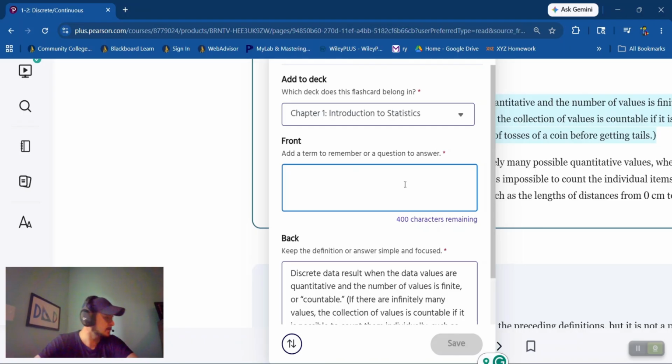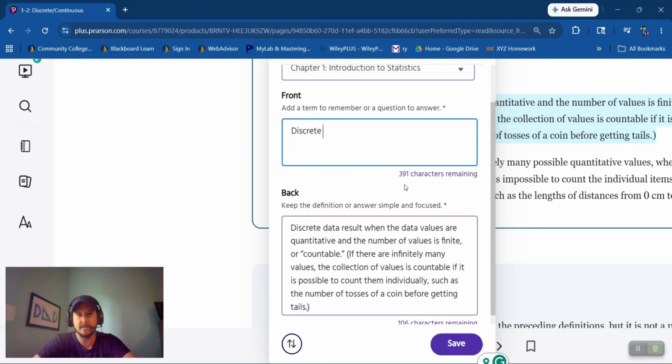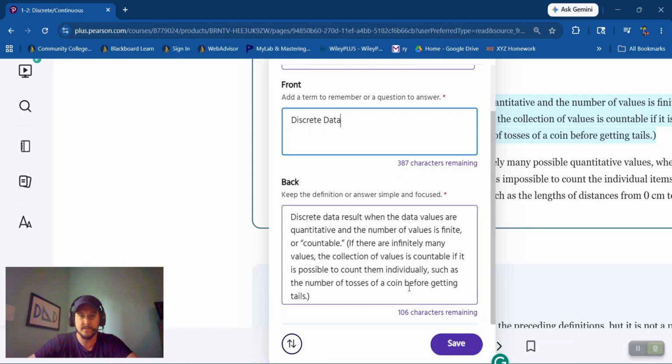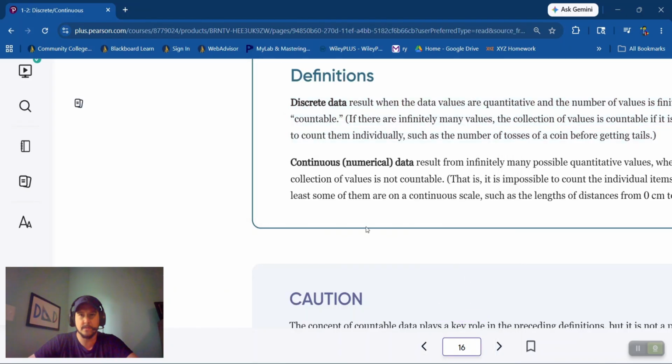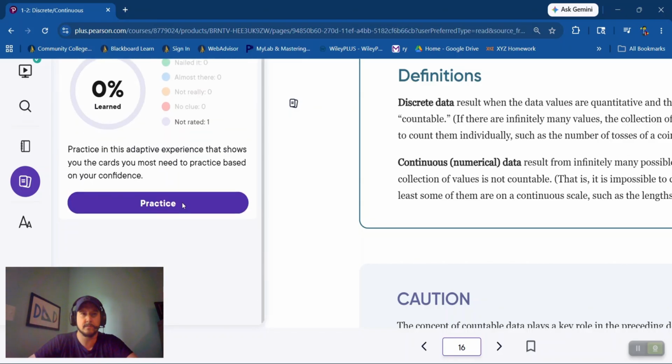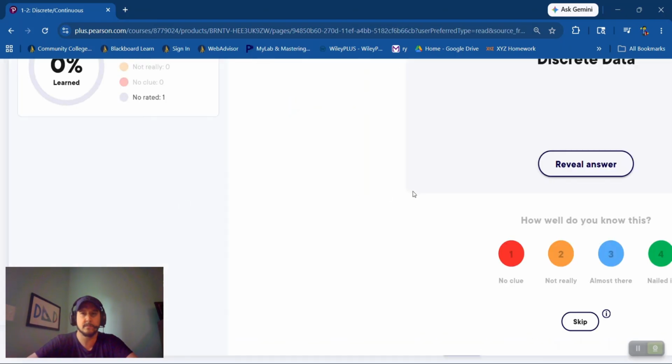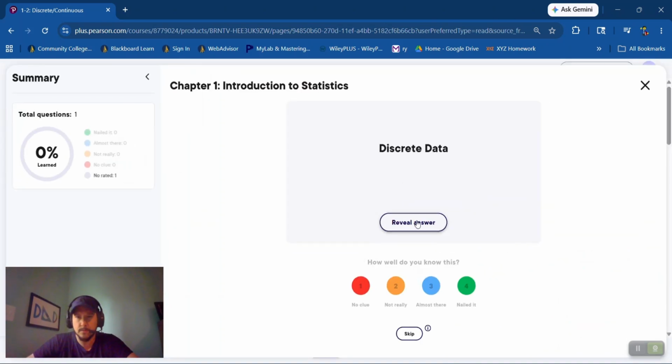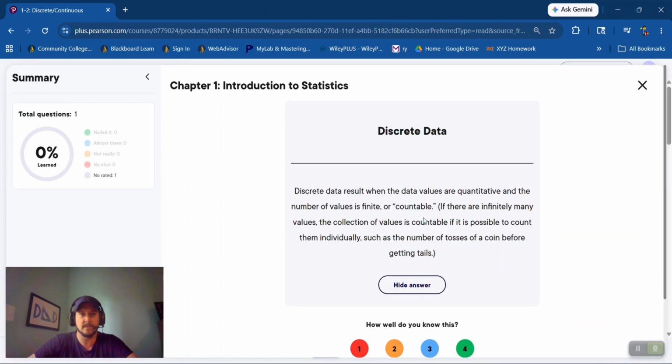Front. Discrete data. Let's see what this does. Go flashcards. Ooh, that's cool. I'll have to show them that. Apparently you can make your own flashcards directly from the textbook. I like it.